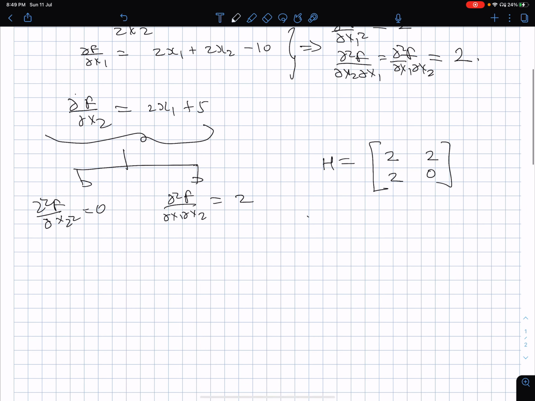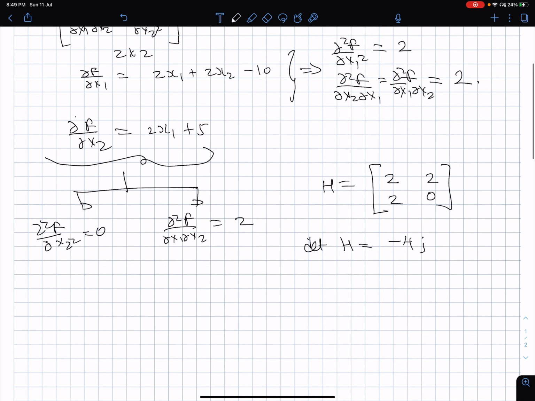So now if you look at the determinant of H, it is 2 into 0 minus 4, which is minus 4. And if you look at the first principal determinant here, the one which is sitting here, that determinant is 2. Of 2 is obviously 2.